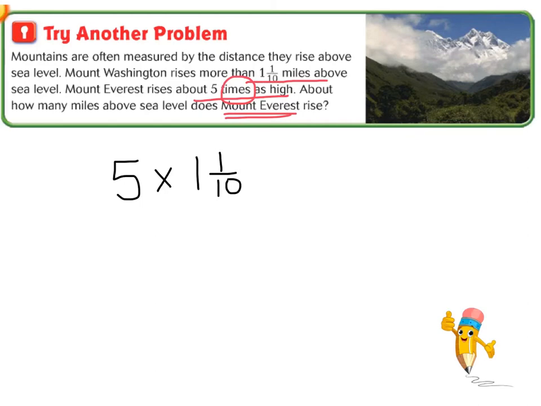To solve this problem, I'll multiply 5 times 1 to get 5 and 5 times 1/10 to get 5/10. 5/10 is not a fraction greater than 1, so I don't need to turn it into any wholes, giving me simply an answer of 5 and 5/10 miles above sea level.